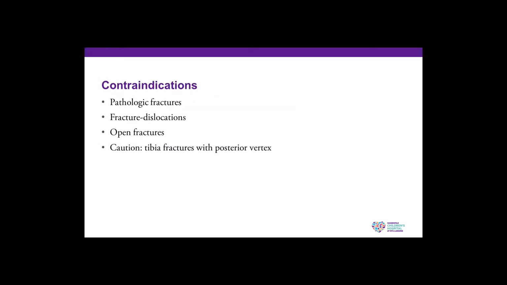Contraindications to cast wedging include fractures that occur as a result of underlying pathology of the bone, fracture dislocations, open fractures, and wedging for tibia fractures with a posterior vertex. Adverse effects of cast wedging may include pain, thermal injuries, muscle spasm, paresthesias, delayed capillary refill, skin breakdown, shortening of the fracture, and this tends to occur more commonly with closing wedges.